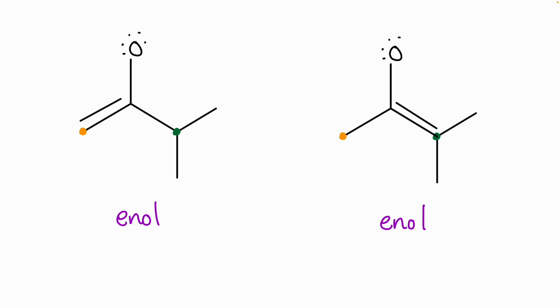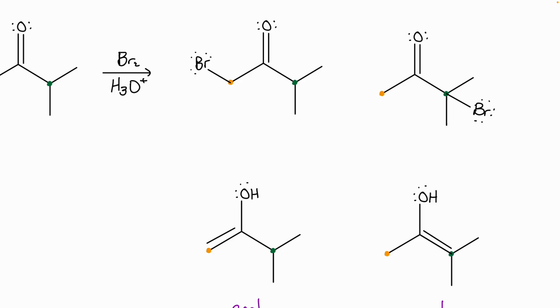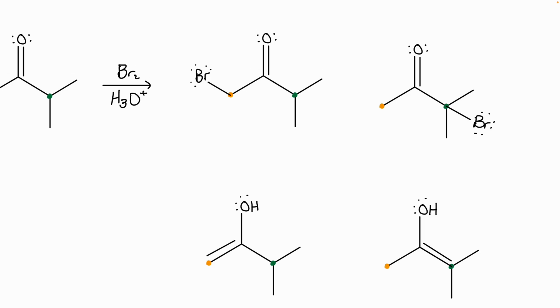Why the one on the right? What is it? Substituted, right? More substituted carbon-carbon double bond here. So this enol here is more stable because it's more substituted. All right, so this will lead to my major product for our reaction here.